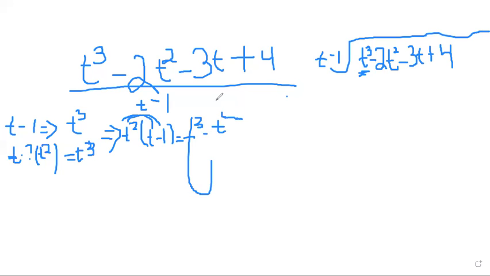So that is what I will put under my dividend. So for t cubed, I will then realize that's going to be t squared. And then I'm going to have t cubed here, minus t squared. So once I figure out my first term here, let's begin the subtraction. So you see how t cubed, just like subtraction.